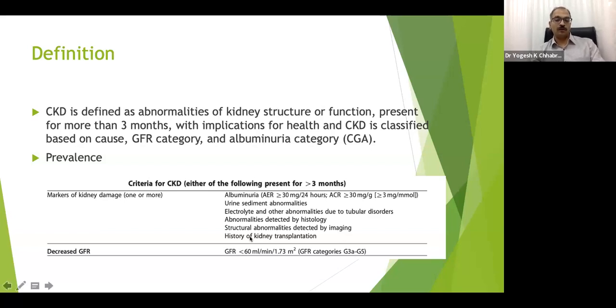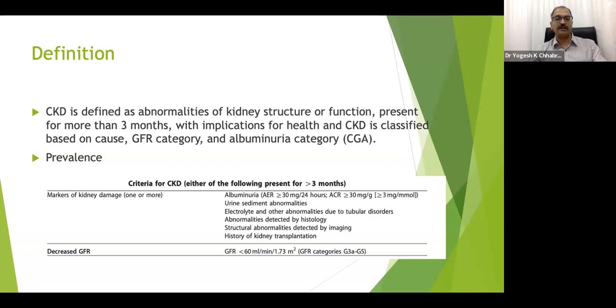History of kidney transplantation, even if the creatinine is normal, is classified as CKD as per the definition. Moreover, there are structural abnormalities as detected by imaging. Supposedly, a person has polycystic kidney disease as per the radiological findings, or someone has asymmetric kidney disease, or just a solitary kidney. As per the definition, yes, that patient will fall into the definition of CKD.